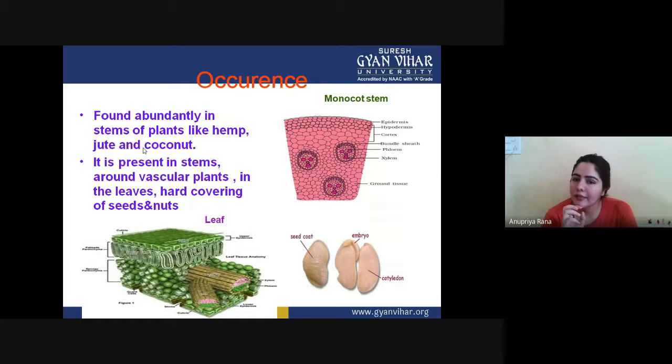to be very strong. So in the monocot stem, you can also see that after the hypodermal region they have a very dark thickening of the cell. Due to their even deposition on the cell wall, you can easily identify them from any other tissue.